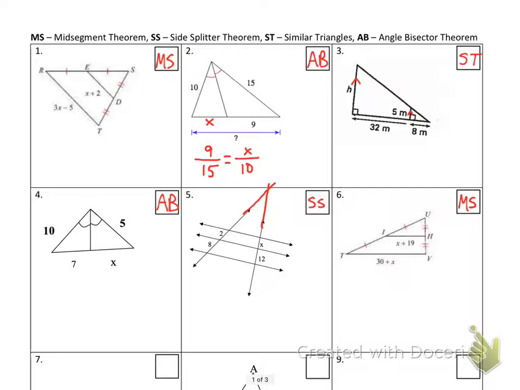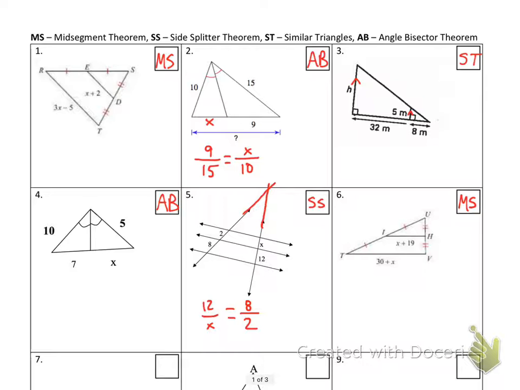All right. So, side splitter, we kind of approach it the same way, remember? So we're going to set up a proportion. So for number 5, tell me how you could set up a proportion for that one. Twelve over x equals 8 over 2. That works for me. All right, remember, not over x, over 2. Remember, it's a pattern of correspondence. 12 over x equals 8 over 2. And you can kind of point to it and see the pattern that's happening.